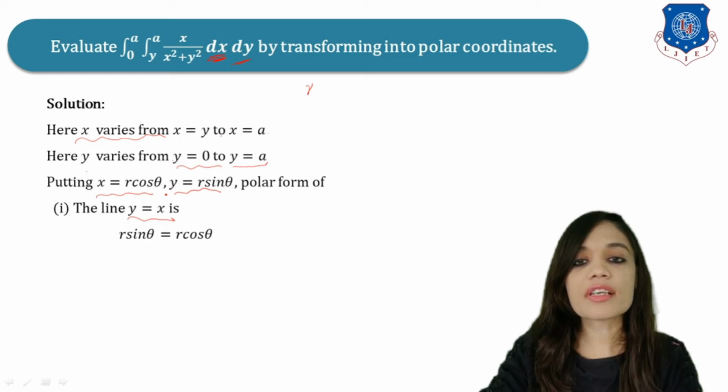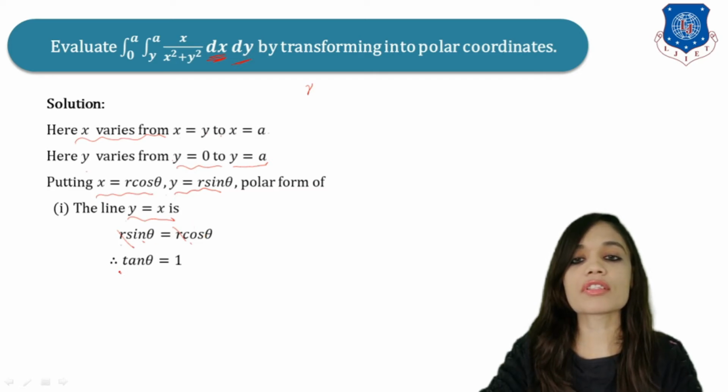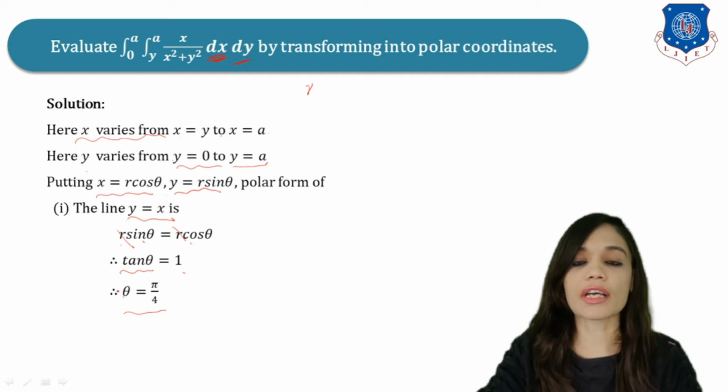Now let us put these assumptions. Therefore, y is equal to what? r sin θ, and x is r cos θ. So from this, what will you get? r will get cancelled. sin θ/cos θ will be what? tan θ. So tan θ = 1. So finally the answer for theta will be what? π/4. Okay, so this is our first limit of theta.